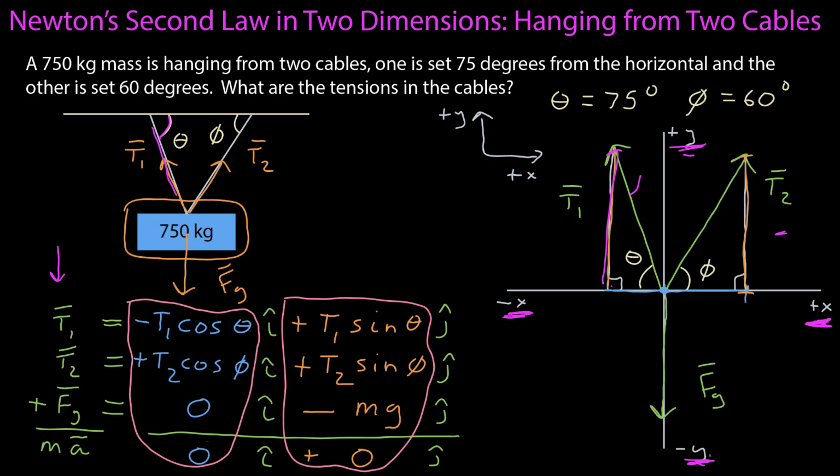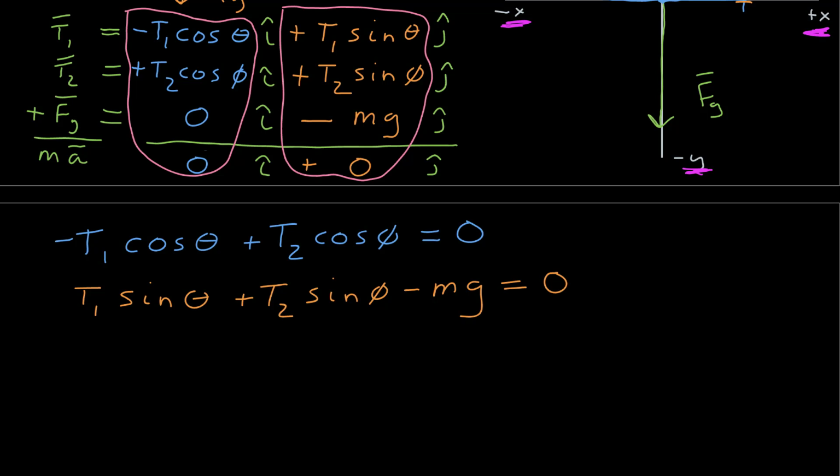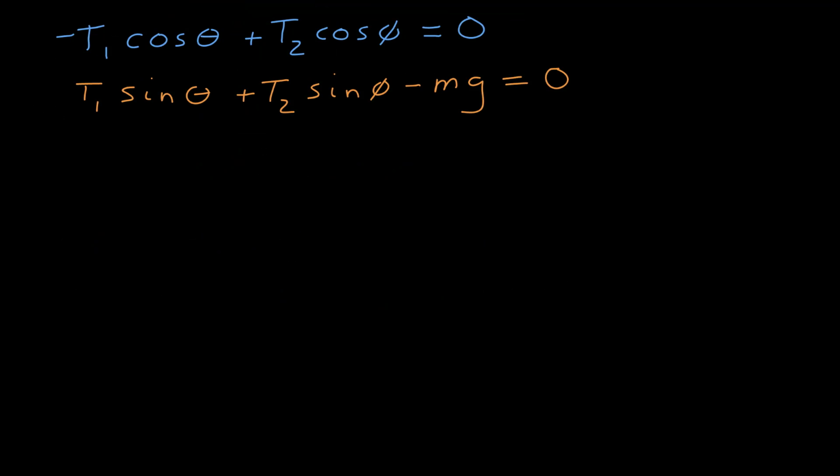And now I can use these to create scalar relationships between things I know and things I want to find. So I've just written those out there. For the x components, negative T1 cosine theta plus T2 cosine phi is equal to 0. And on the y component side, T1 sine theta plus T2 sine phi minus mass times g is equal to 0. I have two independent equations, and it looks like I have two unknowns, T1 and T2. I know theta and phi, and I know the mass and g. So I should be able to solve.